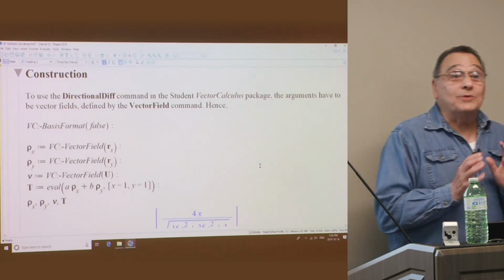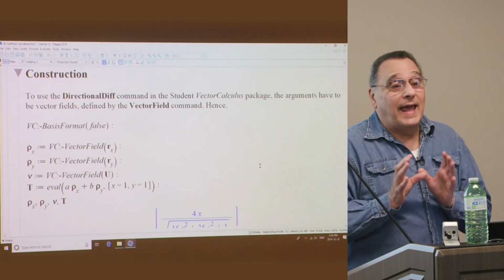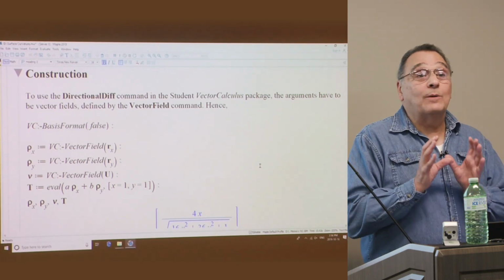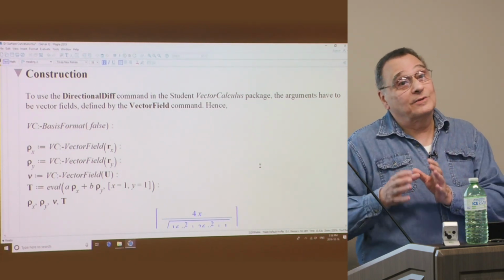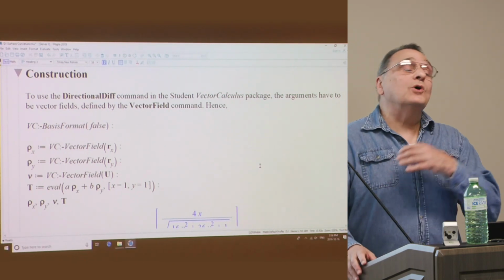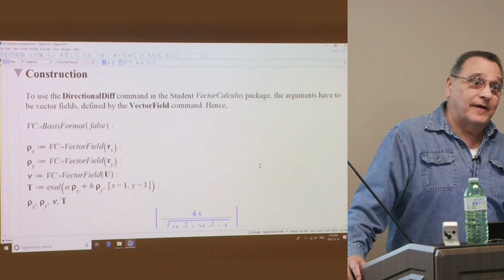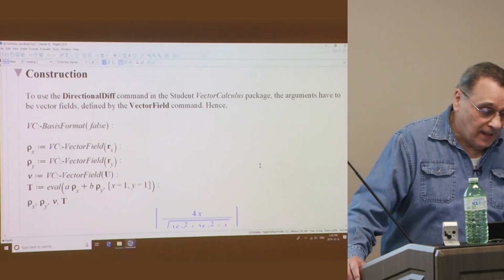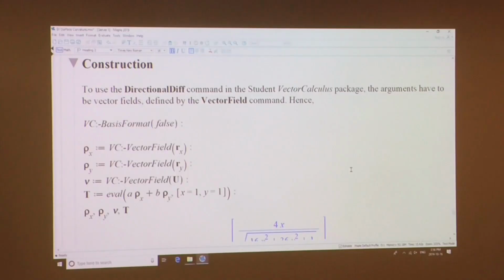So I want to do this directional derivative stuff. Vector calculus has a directional derivative command that will deal with the directional derivative of a vector. There is a directional derivative command in multivariate calculus, but it'll only work on a scalar. There's also one in the physics package, but that one normalizes the direction vector, and that's not what I want. So this is the only one that works right. But everything has to be a vector field, so you've got to convert everything to a vector field.